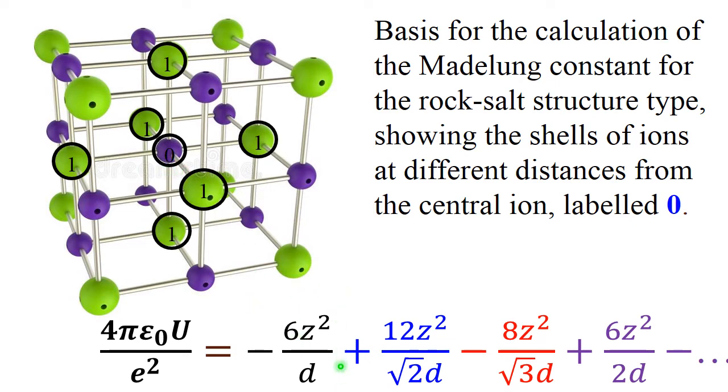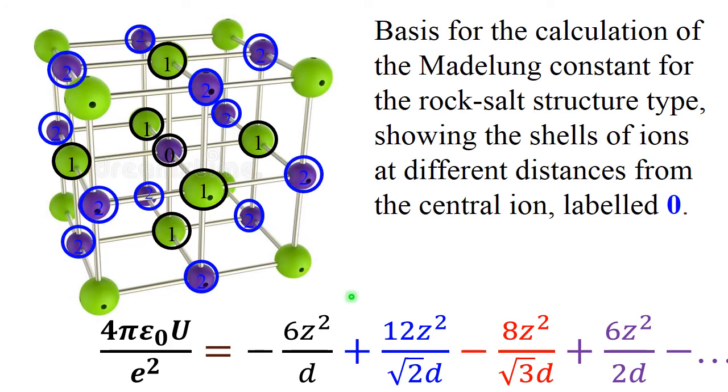But this is not the end of the story. This is negative, so that's what we want. But then we need to take into account the next layer of ions with the same charge as our 0. So it will be 12 of them, and the distance will be the square root of 2 multiplied by this original distance.